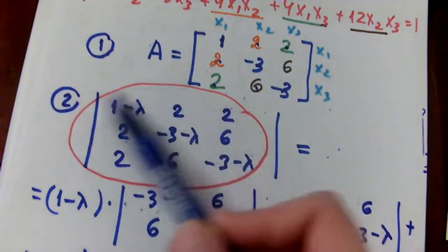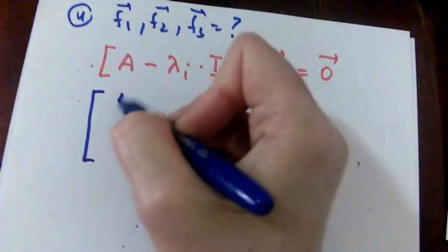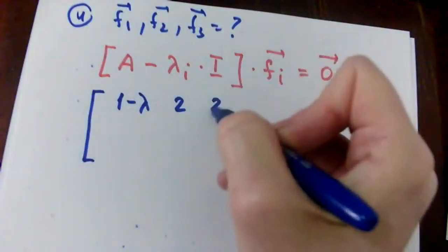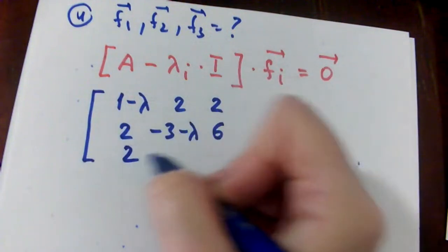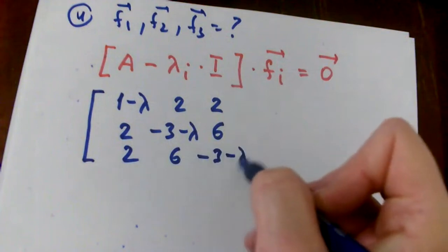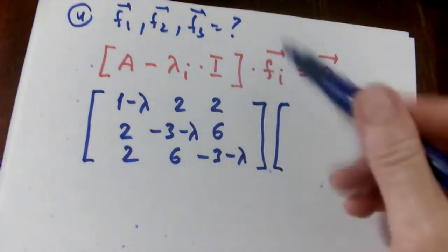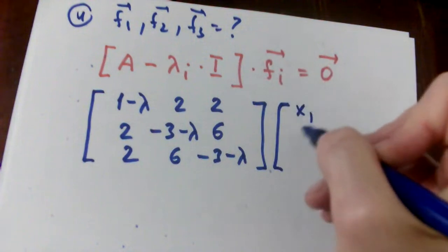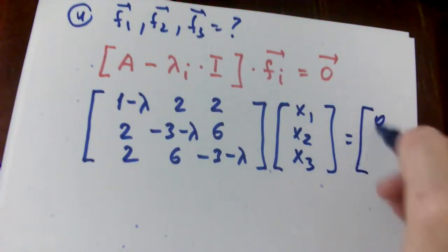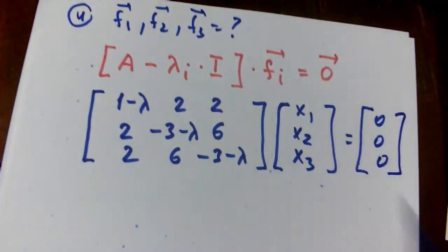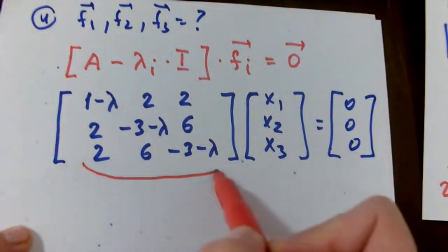So I think it's a good idea just to copy this matrix from here. So I'm copying it here. 1 minus lambda, 2, 2; 2, minus 3 minus lambda, 6; 2, 6, minus 3 minus lambda. A little bit messy. And our eigenvector has coordinates x1, x2, x3. And the 0 vector is just the column 0, 0, 0. So this is the matrix which we are going to deal with.